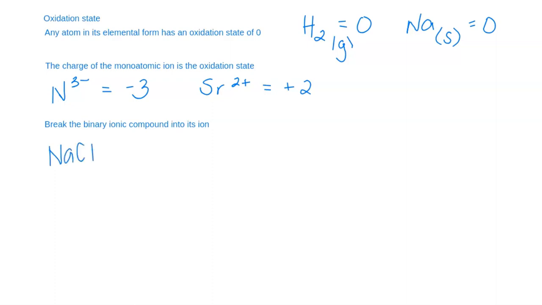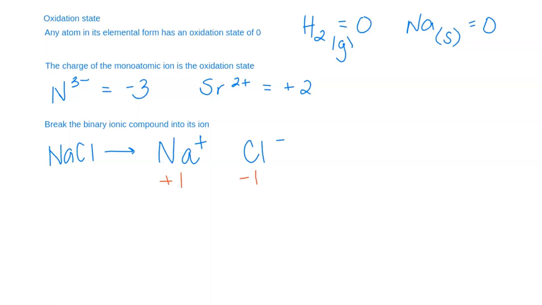we know it is NaCl. That would get broken down into Na+ and Cl-. Na+ therefore has an oxidation state of +1 because now it's a monatomic ion. Chloride is a -1 for the oxidation number. So we can break down an ionic compound to determine each individual atom's oxidation state by looking at what it would be if it were in the ion form.